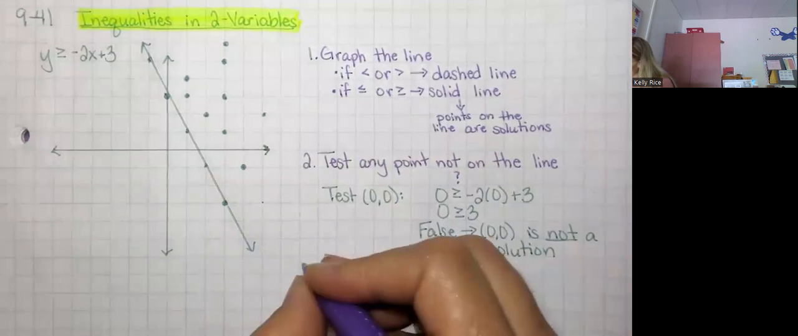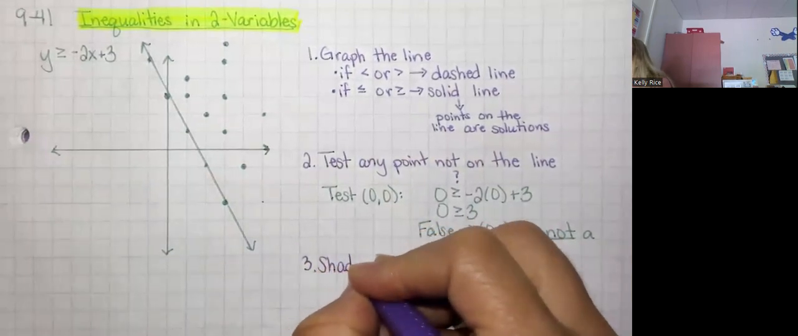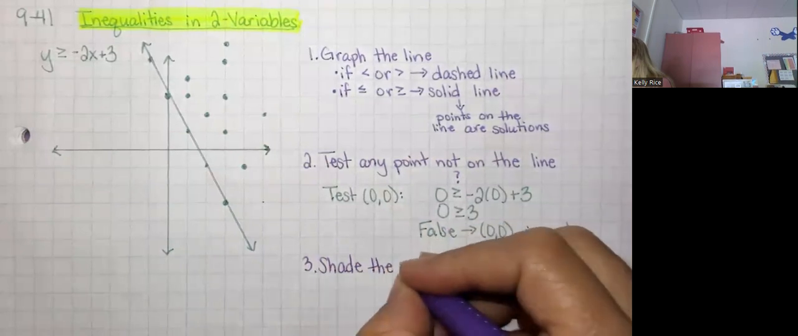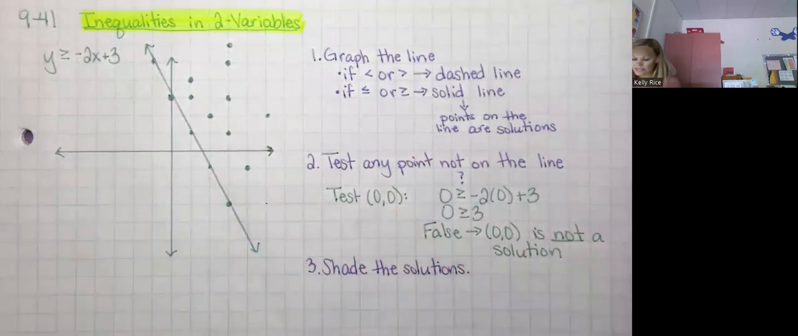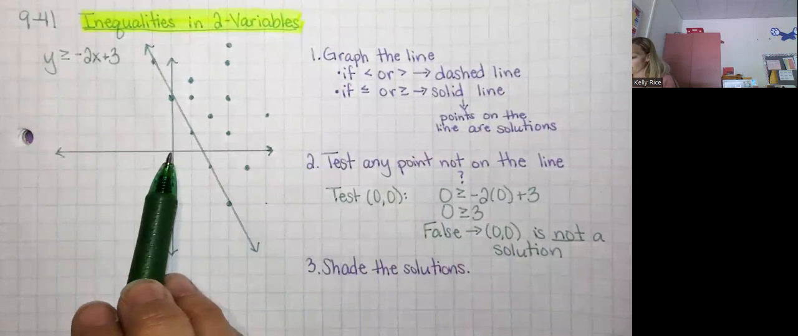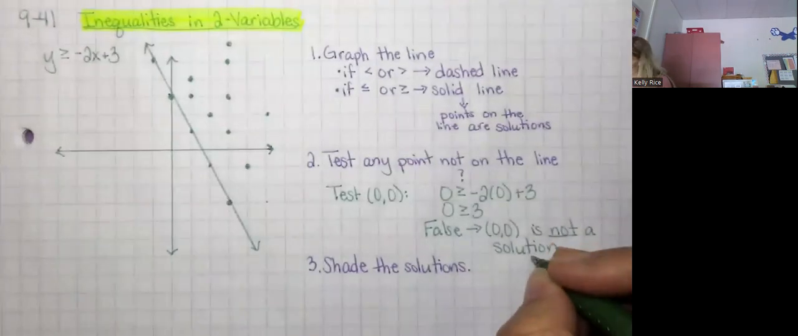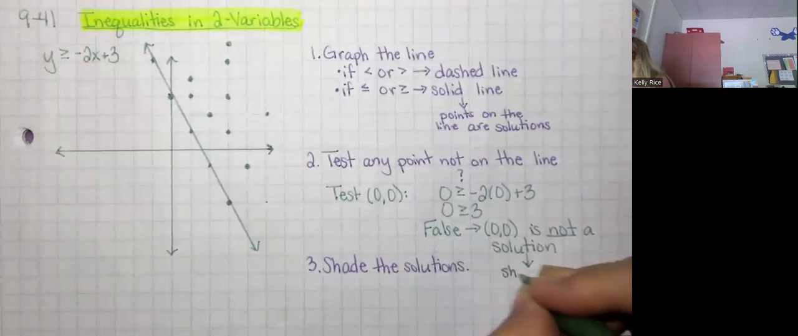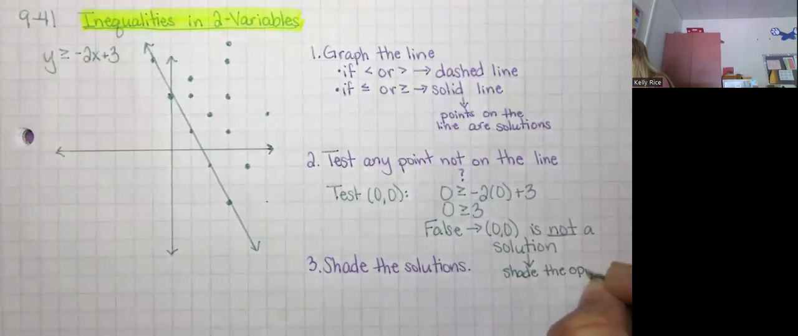Step 3 here is to shade the solutions. The solutions are all the points that make it true. So if 0, 0 is not a solution, and that's right here, we shade, for this example, the opposite side of the line.